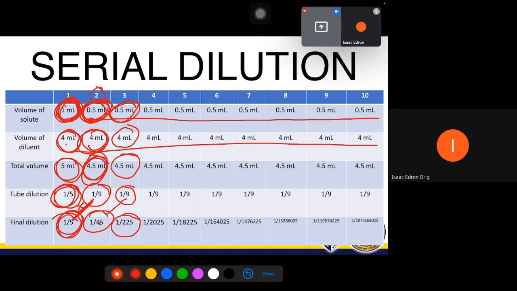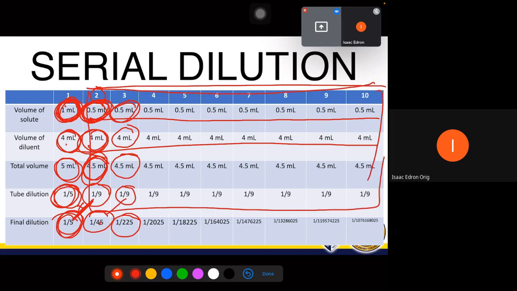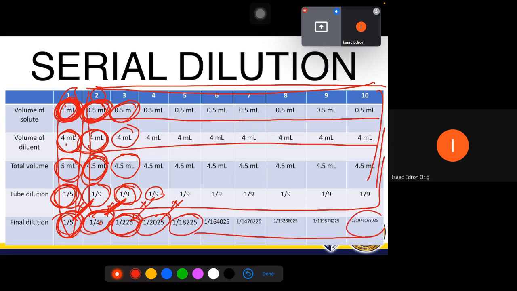And so on and so forth hanggang sa tube number 10. Kasi tingnan nyo, from tube number 2 to tube number 10, same lang naman ang kanilang mga tube dilutions. Kasi 0.5 ml lahat ng solute nila, then 4 ml lahat ng diluent, 4.5 ml lahat ng total volume. So, ang tube dilution nila is 1/9 silang lahat from tube number 2 to tube number 10. Pero ang tube number 1 lang ang naiba kasi 1 ml ang kanyang solute. So, same lang yan sila lahat, 1/9. Ang difference lang nila is ang final dilution kasi, di ba, tube dilution ng current tube times the final dilution of the previous tube. So, 1/225, then multiply mo na naman siya by 1/9, 1/2025, then times 1/9 mo na naman siya, 1/18,225, until maabot ka sa 10th tube.